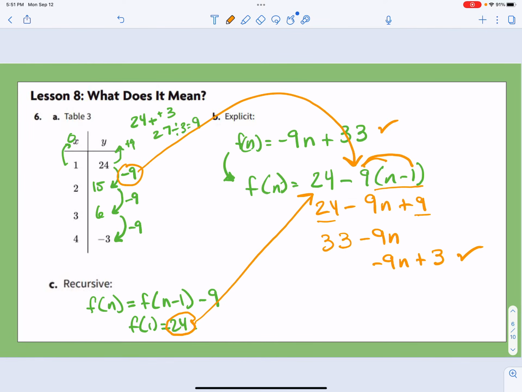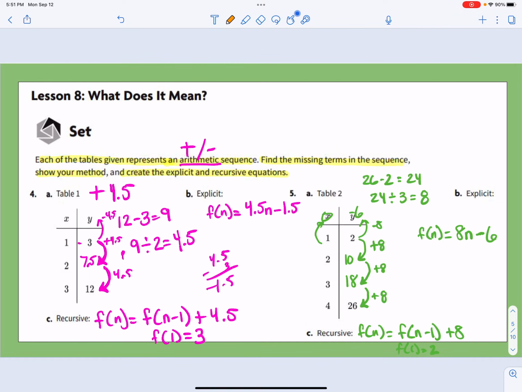Okay, so let's back up real quick here and look at this one over here. All right, what was our starting point for number 5? Well, our starting point was 2. So we could say f of n equals 2, and our rate of change is 8. So we would say plus 8 times n minus 1.